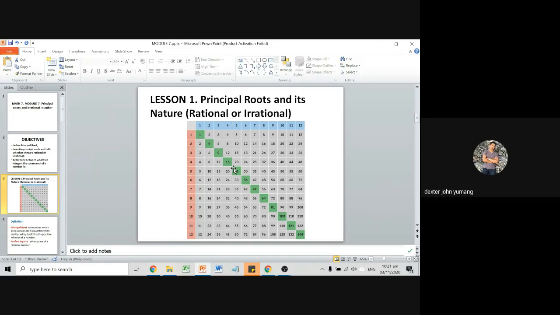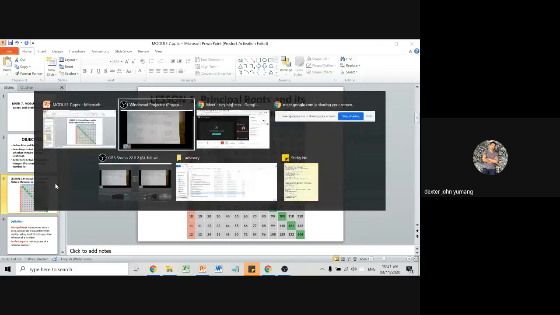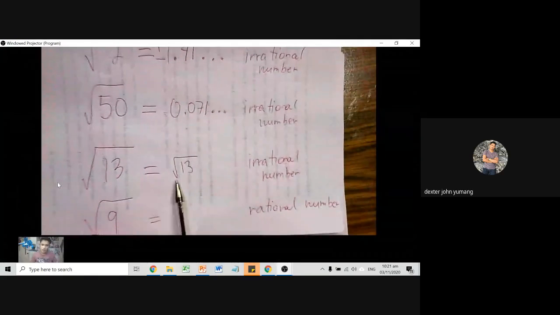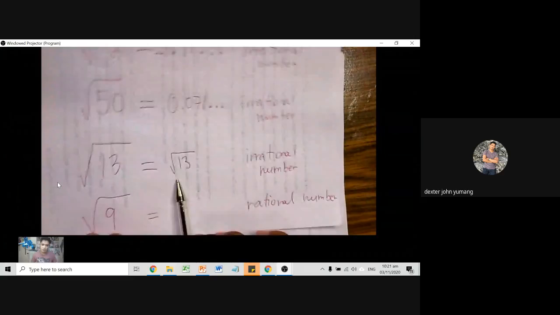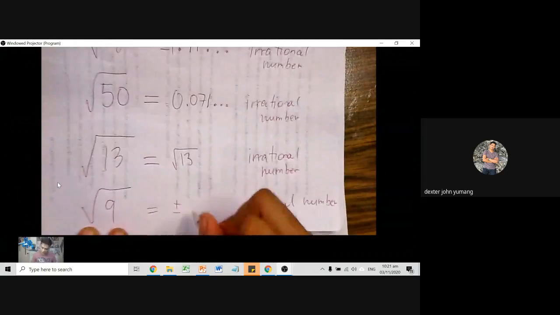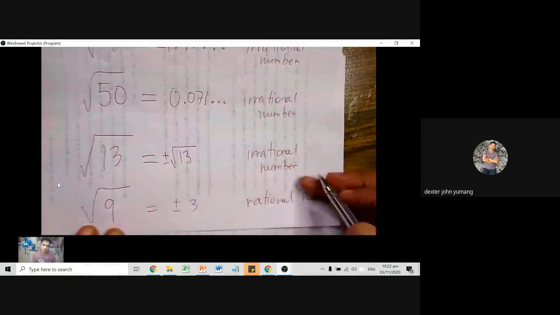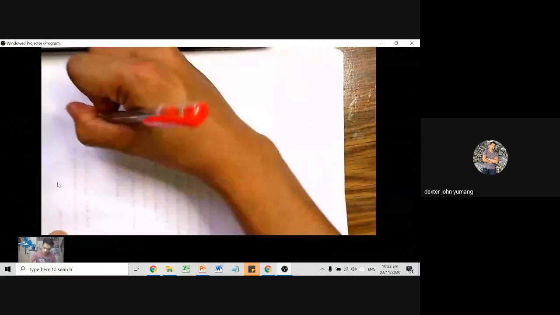Ganun po. So, paano ngayon i-identify ito? Square root of 13. Sulat nyo lang square root of 13 kung hindi naman hinihingi ang decimal. So, square root of 9, that is plus minus 3. Huwag po nating kalimutan ang plus minus square root of 13. Then plus minus 3. Ganun lang po. So, what about this one? Square root of 24.